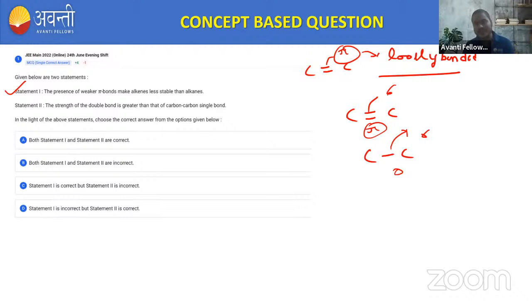That's why more energy is required to break the carbon-carbon double bond, right? That's why the strength of the double bond is greater than the strength of the single bond. So this statement is also true. So both statements 1 and 2 are correct, so A is the correct option. That is, the presence of a weaker bond is also correct in the case of alkenes, and the strength of the double bond is more as compared to the strength of the single bond.